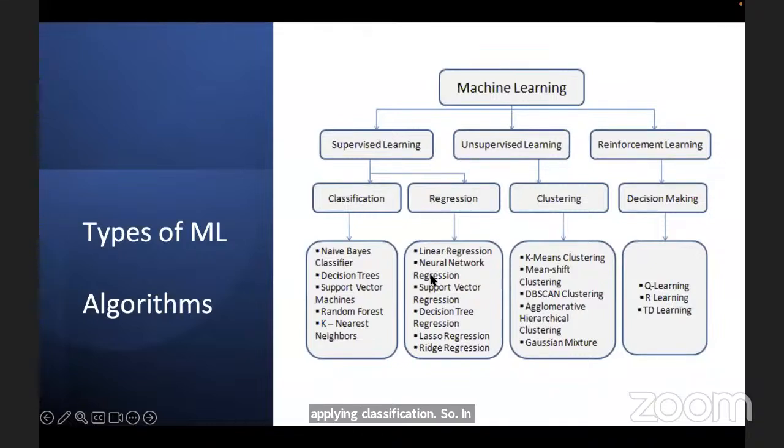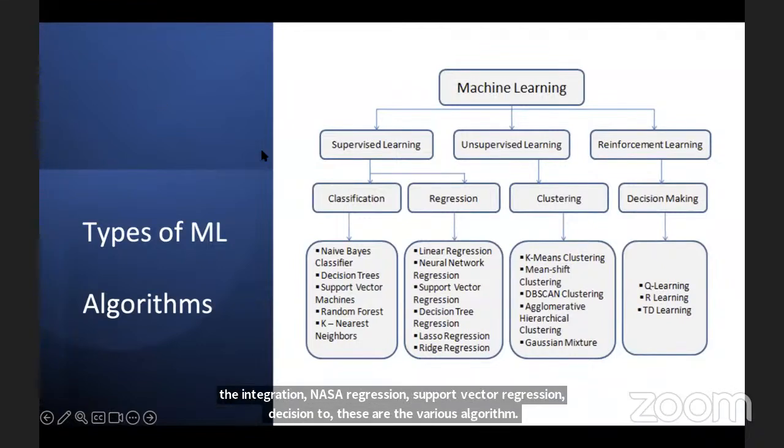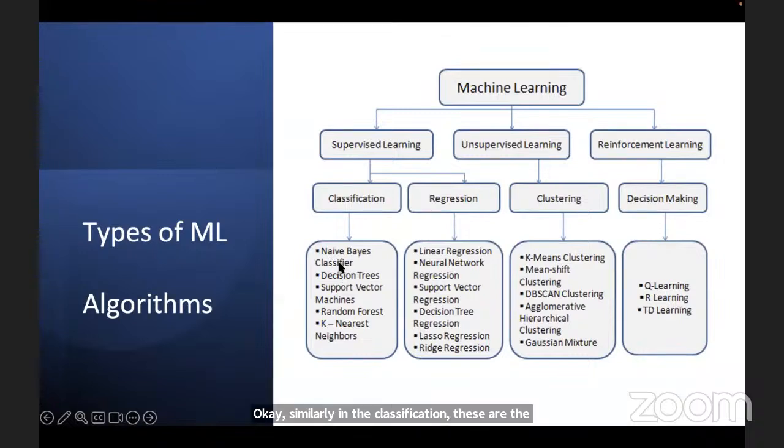In regression, these are the algorithms: linear regression, multiple linear regression, simple linear regression, lasso regression, support vector regression, decision tree regression. Similarly, in classification, these are the algorithm names: Naive Bayes classifier, decision tree, support vector machine, random forest, logistic regression. So supervised learning is used when output is present, label data is present, and the algorithm is learning from the label data.